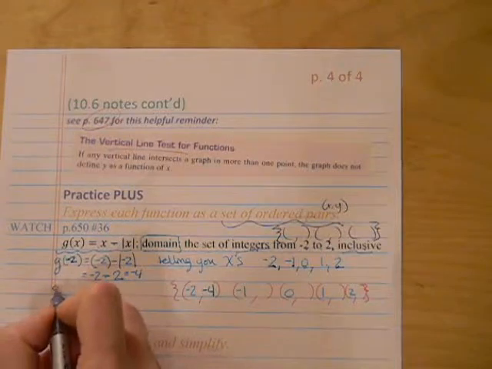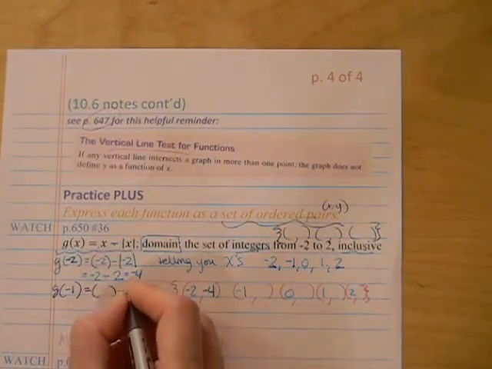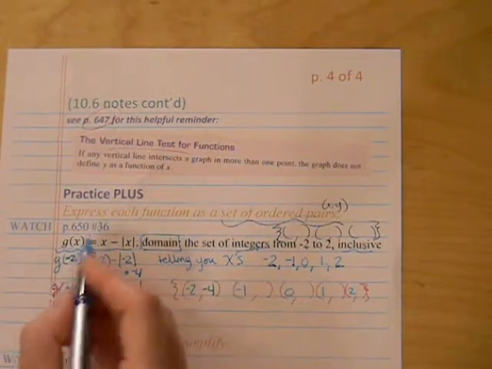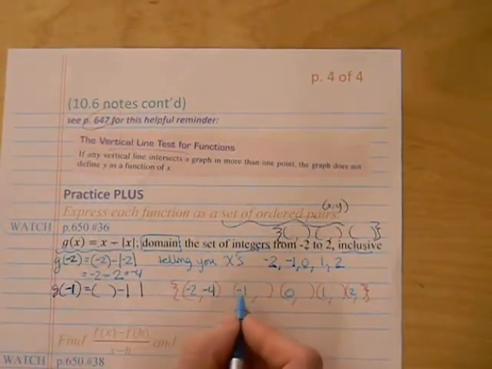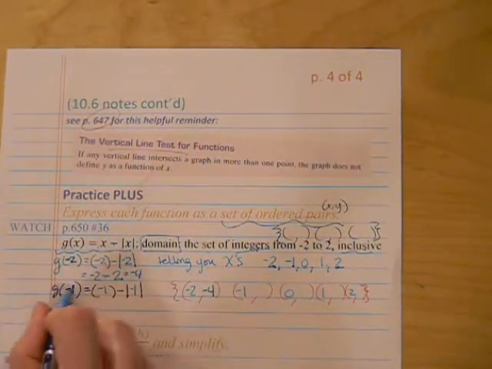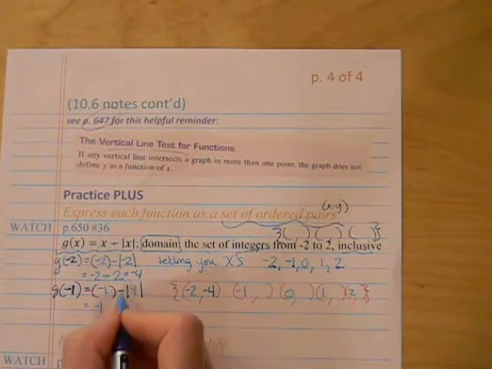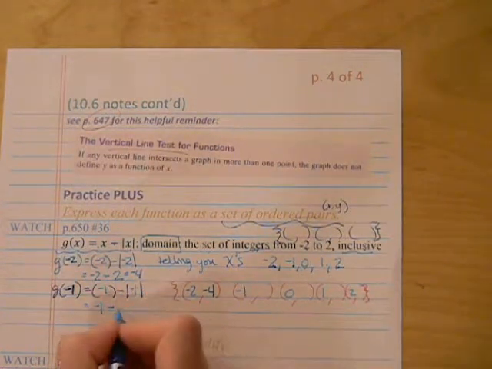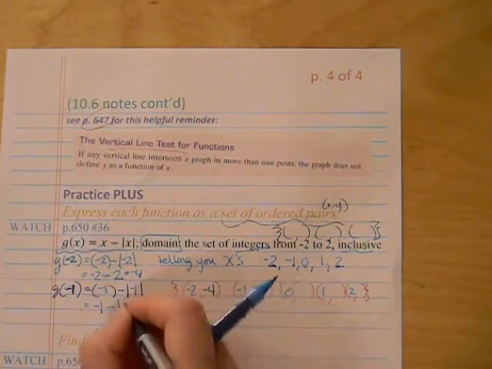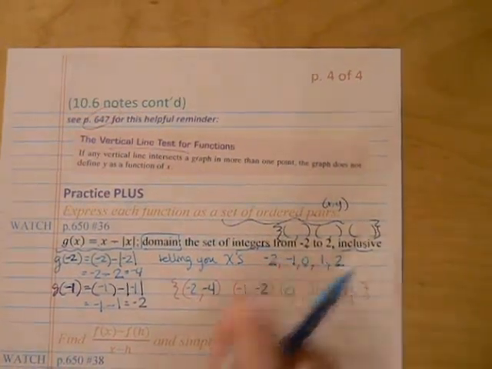Okay. Next one, g of -1 is equal to x minus the absolute value of x. So let's put in our -1 here. That's the x we're going to put in. So what's going to happen to -1? Well, it's just plain old -1 minus the absolute value of -1, which is +1. So -1 minus 1, and you're going to get -2. So there's your second pairing.